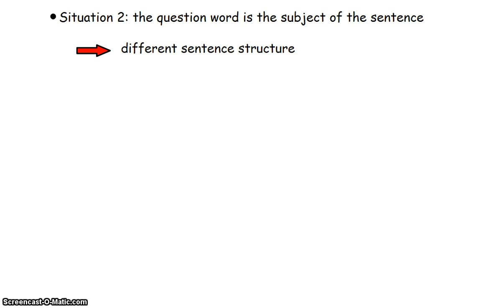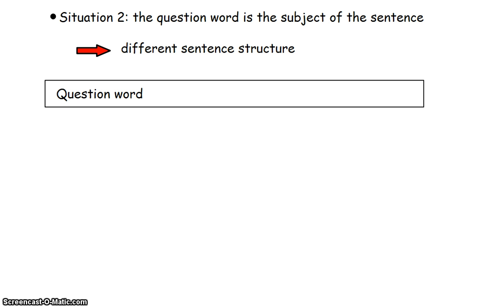Now the second situation again is when the question word is the subject of the sentence. In this case we have the different sentence structure again, like with pronouns. So we start with the question words and then directly the verb in the right tense again, and finally the objects.